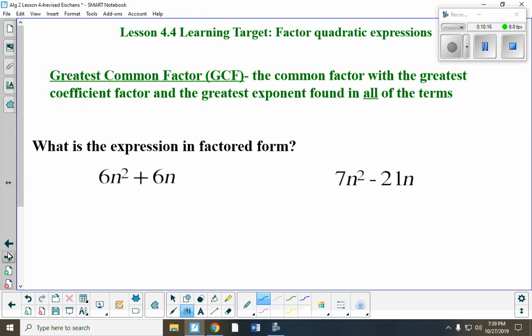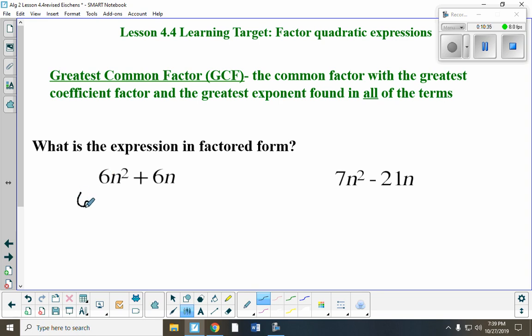Now we're going to be factoring out the greatest common factor, and that is the common factor of the numbers with the greatest coefficient factor and the greatest exponent found in all of the terms. So we're looking for the greatest common factor. So here we have a 6 and a 6. So 6 is the greatest common factor.